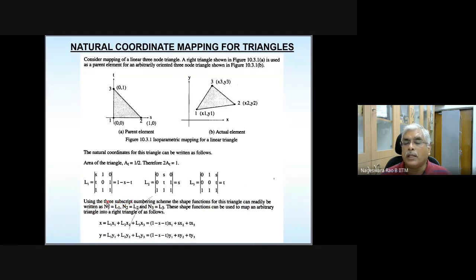Using the 3 subscript numbering scheme, the shape functions for this triangle can easily be written. N1 is equal to L1, N2 is equal to L2, N3 is equal to L3. And if you want to write in terms of S and T, N1 is 1 minus S minus T. N2 is S, N3 is T. And once you get shape functions in terms of S and T, the rest of the isoparametric mapping and other things are going to be the same. So this is isoparametric mapping.